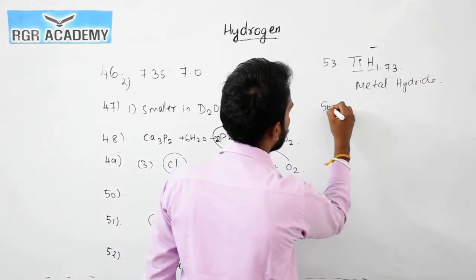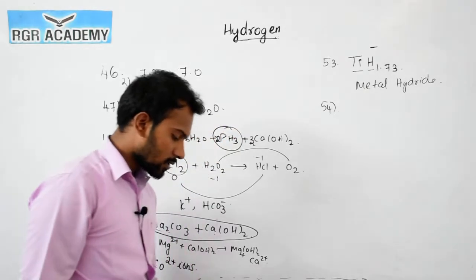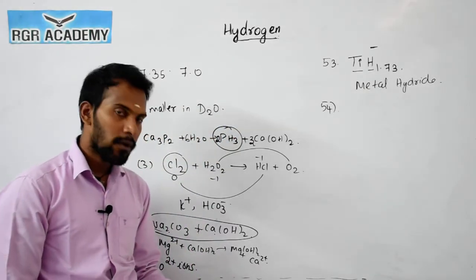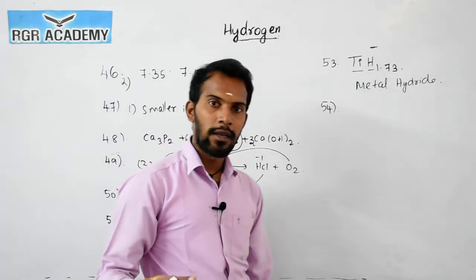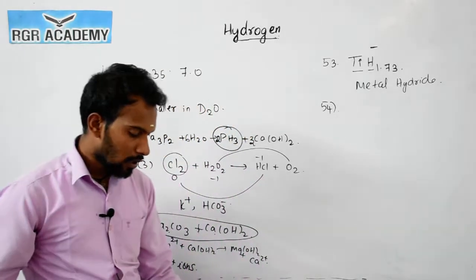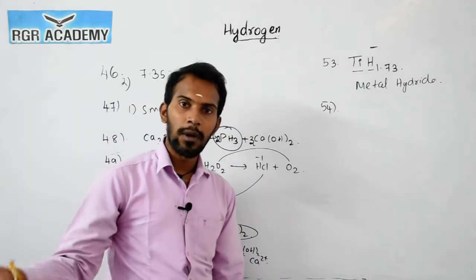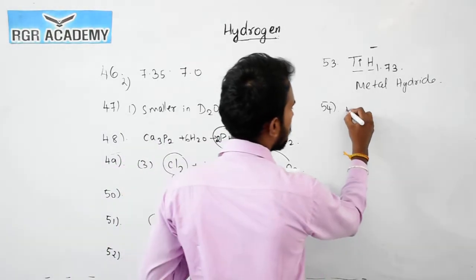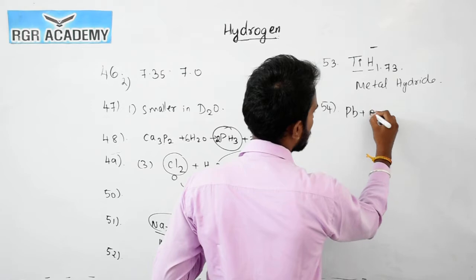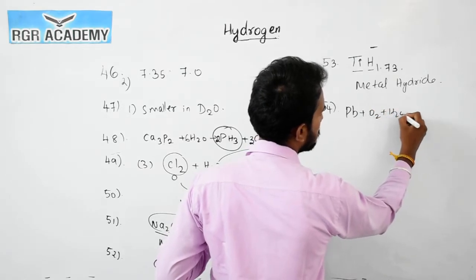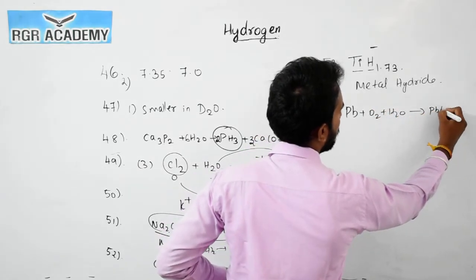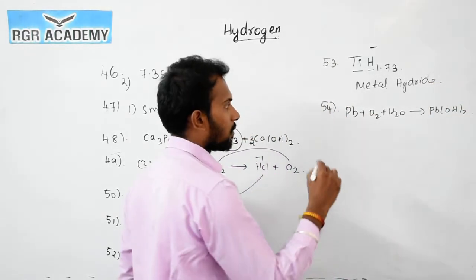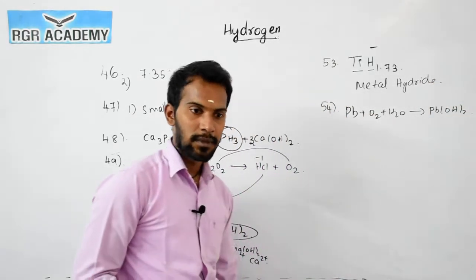Now question number 54. Lead pipes are not used for carrying drinking water because lead is soluble in the presence of air. It attacks, forming a soluble hydroxide, lead hydroxide. Lead on reacting with air in the presence of H2O gives Pb(OH)2. Due to this reason, lead pipes are not used.